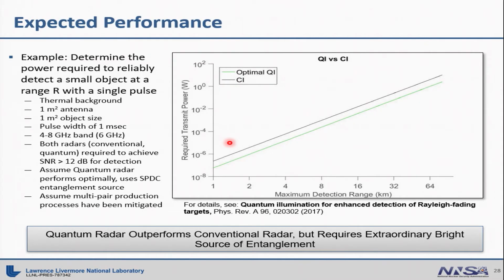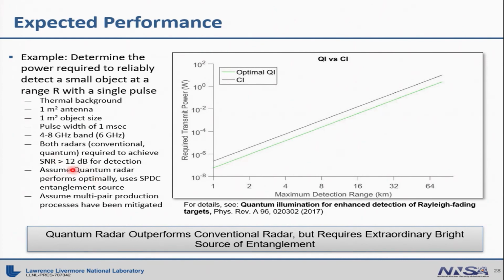Okay, so this is my last slide. This is the expected performance of a quantum radar in these particular cases. There's the thermal background. We're going to use a modest size antenna, something roughly the size of that table, about 1 square meter. We're going to look at a target someplace in the environment that's roughly the same size, 1 square meter. We're going to use 1 millisecond pulses at microwave frequencies. And then I'm going to require that both radars achieve a decent signal-to-noise ratio, about 12 dB. So that's basically you're very confident that there's a target there.